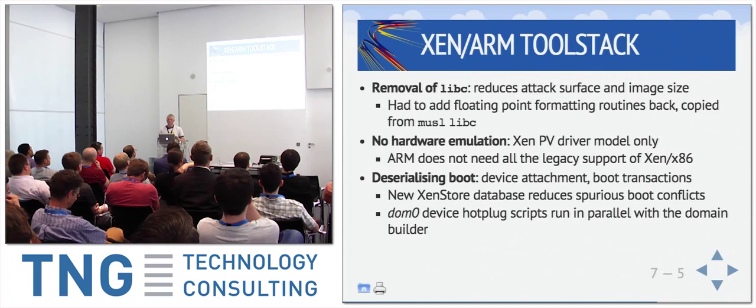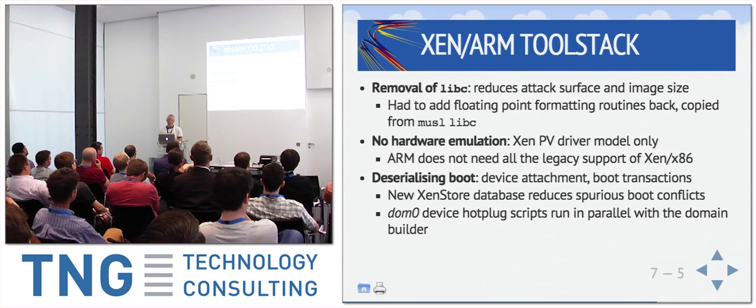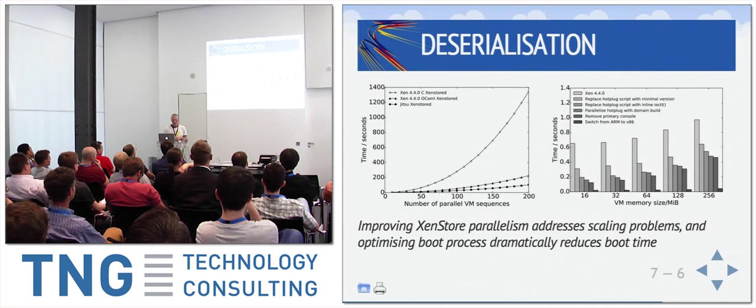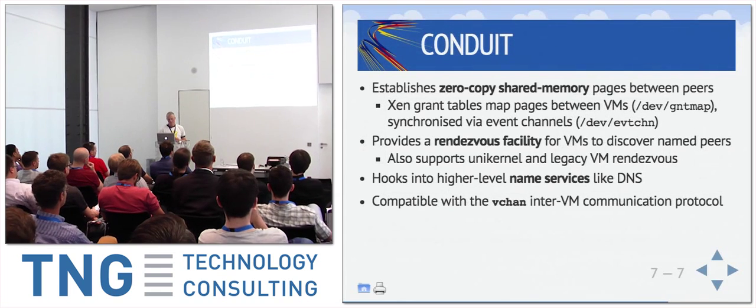There were a variety of improvements we had to make to achieve this. So removing libc, for example, from the tool stack, avoiding hardware emulation. This was quite good on ARM because ARM is a lot simpler, doesn't have all the legacy cruft associated with it that x86 does, and doing a lot of work on the boot process itself to deserialize it. A lot of things in the Xen boot process were quite serialized, so it just took a long time because you're waiting for things too much. So making things run more in parallel helped there. So this improved a lot of scaling problems and reduced the boot time significantly.